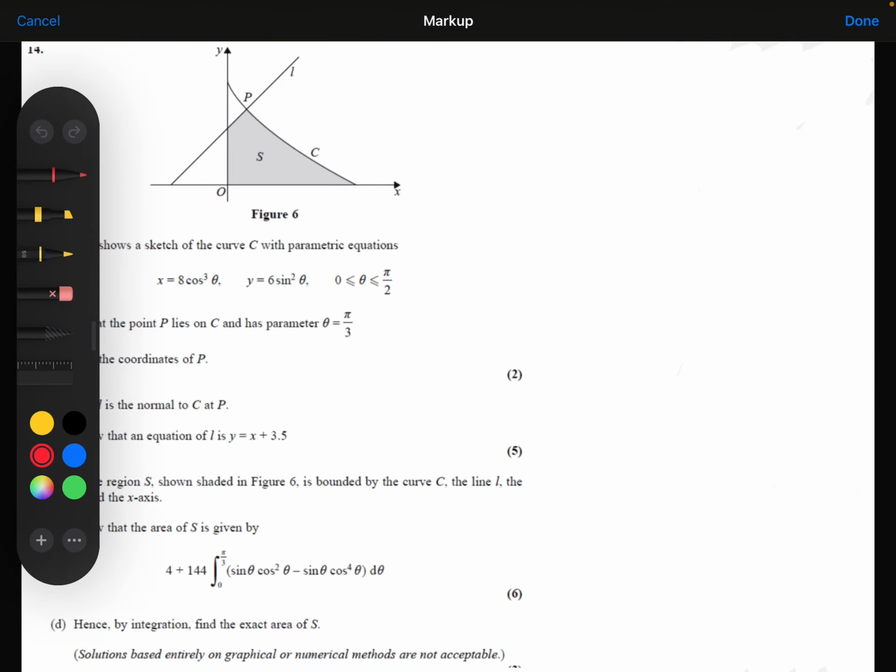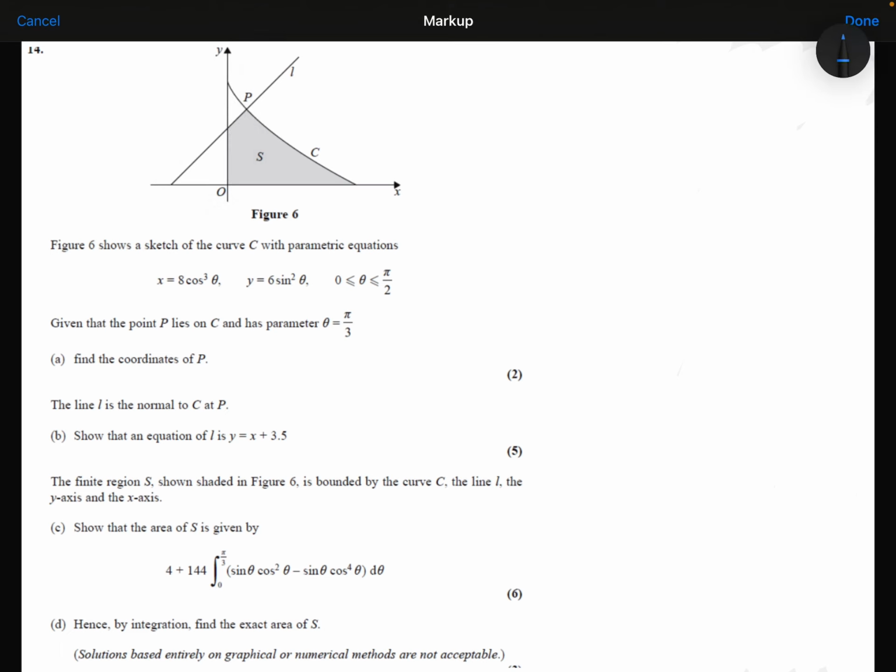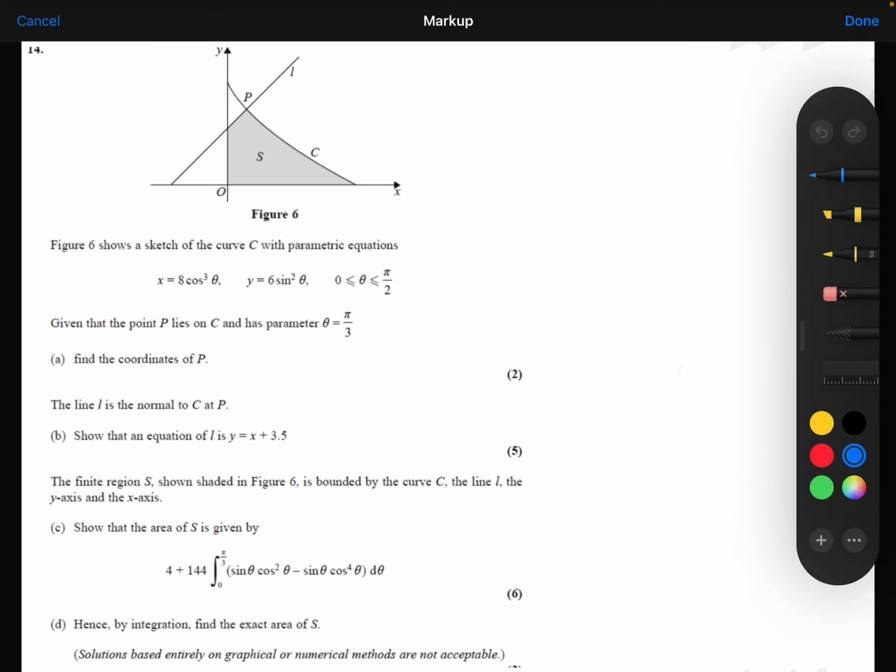The finite region S, shown shaded in figure 6, is bounded by the curve C and the line L, the y-axis and the x-axis. Show the area of S is given by this expression. So, first thing I'm going to do is draw a vertical line at point P, because I can see that shape S is made up of two distinct areas. We've got part A and part B. Part A is a trapezium and part B is the area underneath the curve.